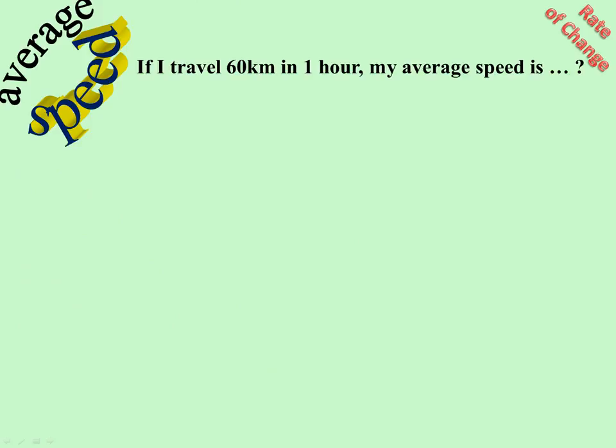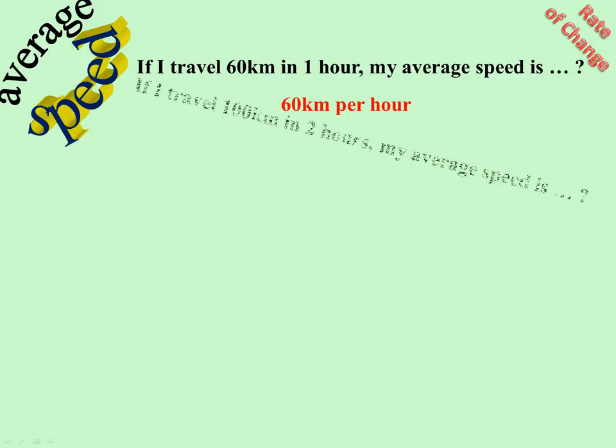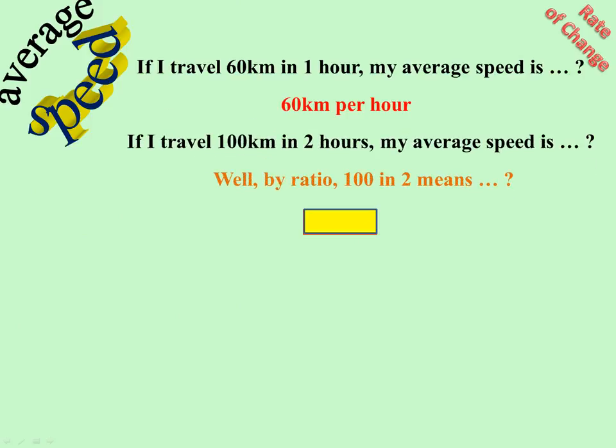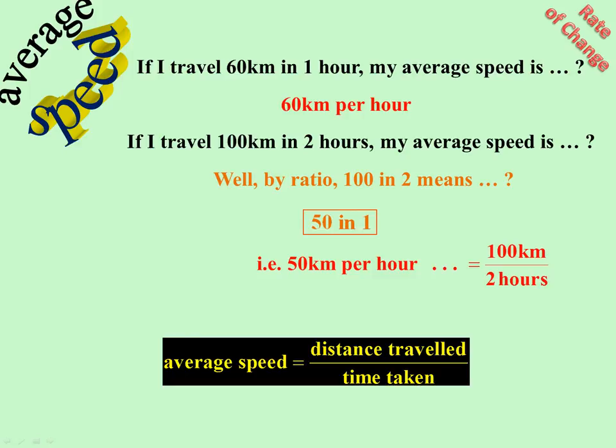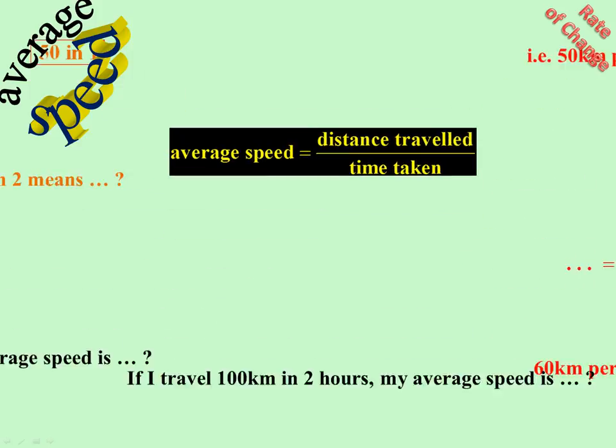Speed equals distance over time. So if I travel 60 kilometers in 1 hour, that's 60 kilometers per hour. 100 kilometers in 2 hours, well, 100 to 2 means 50 to 1, therefore 50 kilometers per hour. So there we are. Average speed equals distance traveled over time taken.